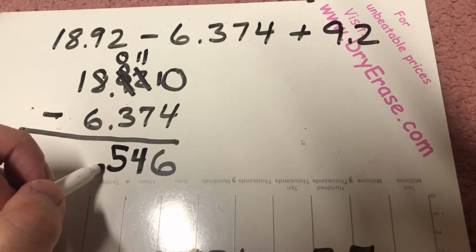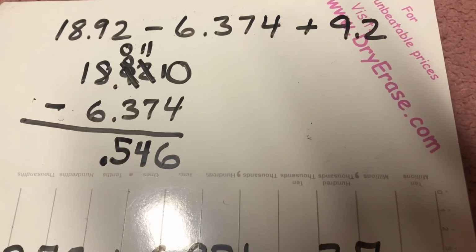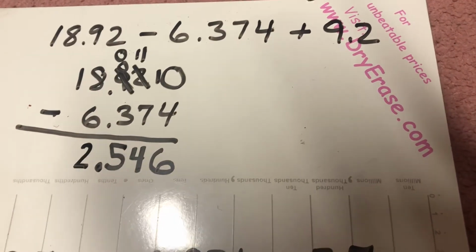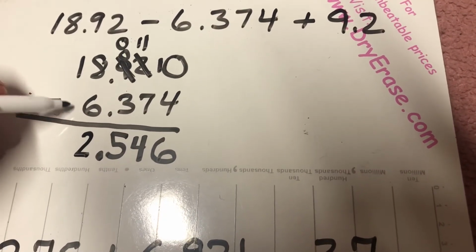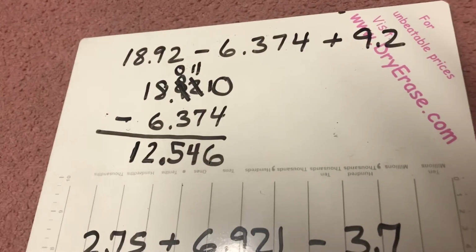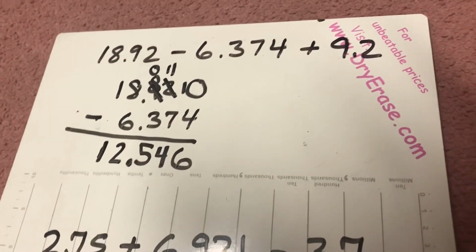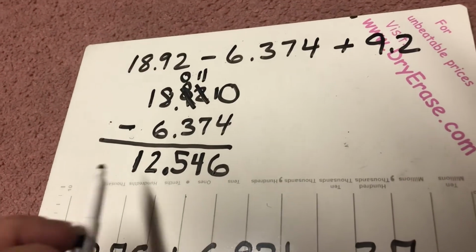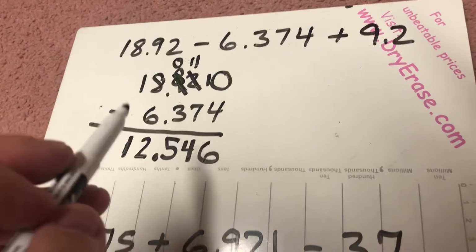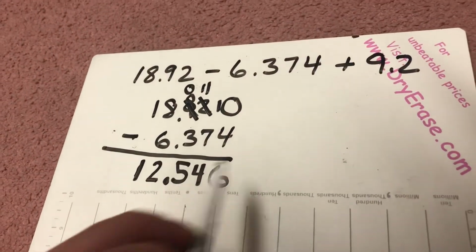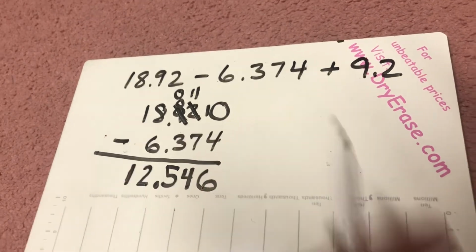Then I can take my decimal and drop it straight down. 8 minus 6 is 2. 1 minus nothing is 1. I get 12 and 546 thousandths. But a simple thing that's quite often forgotten, 5th grade, is we're in a rush and we say, oh, we're done, so it's time to go on to the next problem. Wrong. You do that first problem, don't forget the second step.